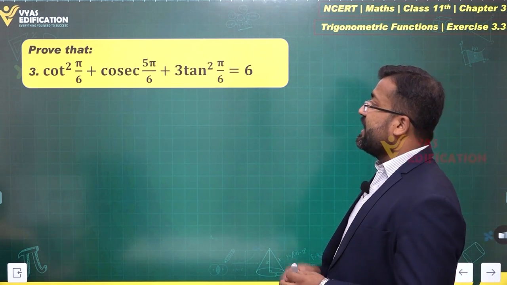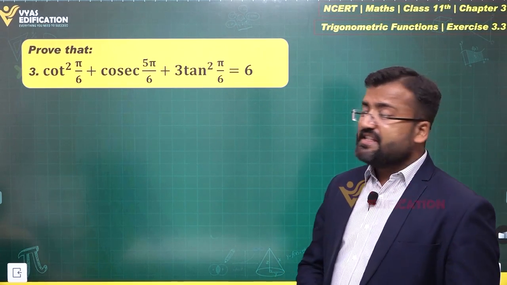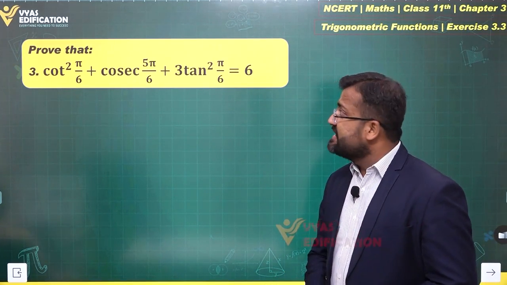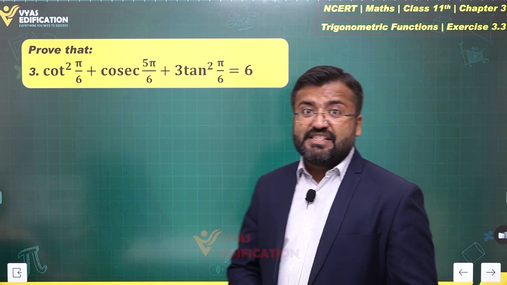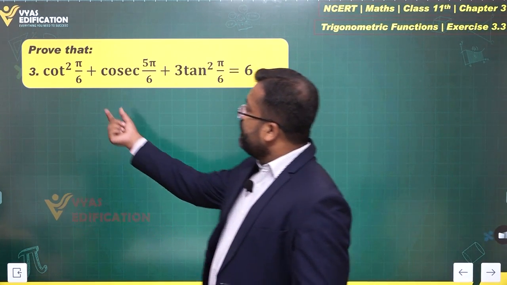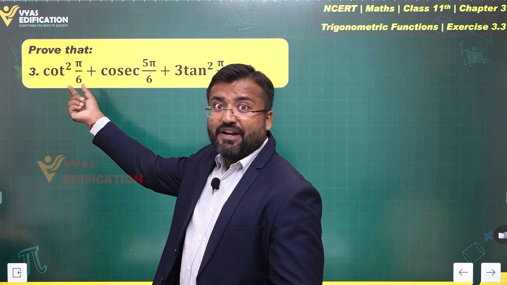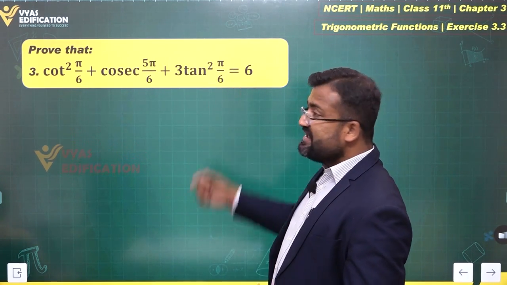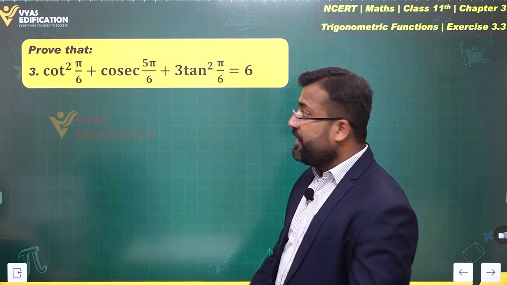What does the question say? Prove that cot square pi by 6 plus cosec 5 pi by 6 plus 3 tan square pi by 6 is equal to 6. Now, what do we need over here? We already know the value of cot pi by 6, right? If you remember that, that's important. Tan pi by 6 is again standard between 0 to pi by 2.